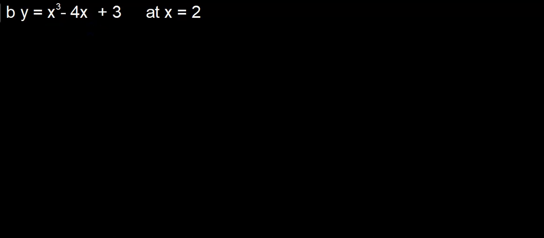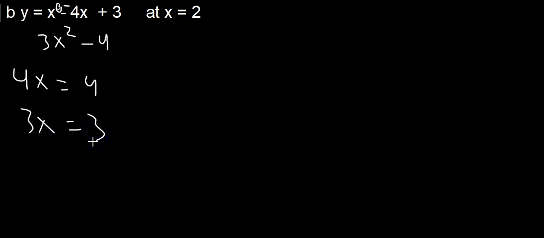When you differentiate, you bring the 3 down, so it becomes 3x, and then you subtract 1 from the power 3, so it becomes 2. Then minus 4x: if you remember in derivatives, if it is 4x, it becomes 4; if it is 3x, it becomes 3. So this becomes minus 4. And any constant number in a derivative is 0, so you don't have to worry about it.